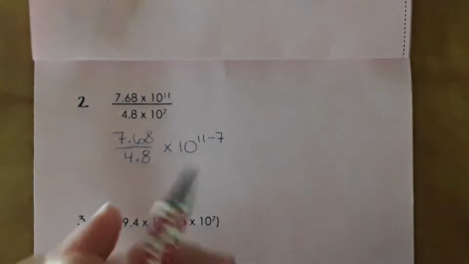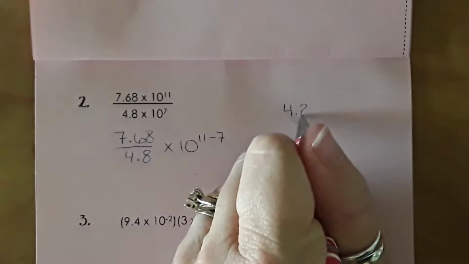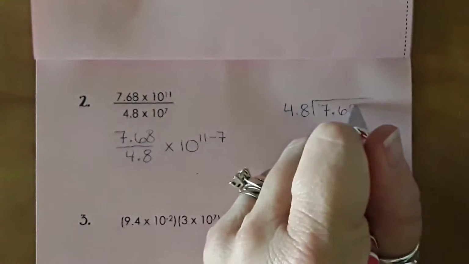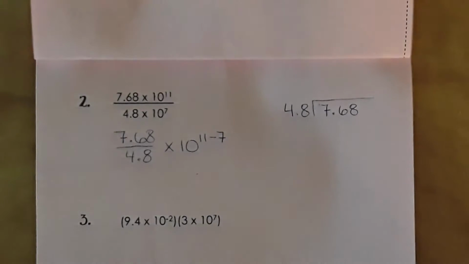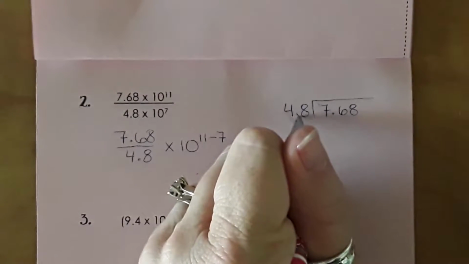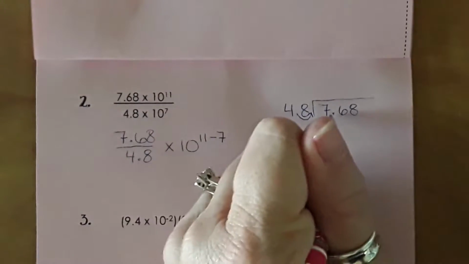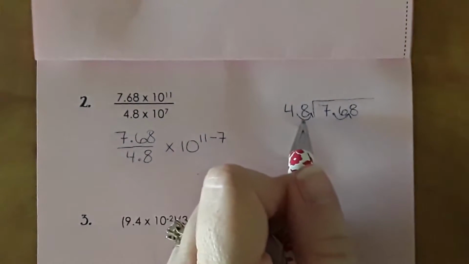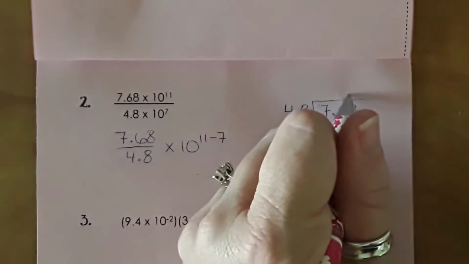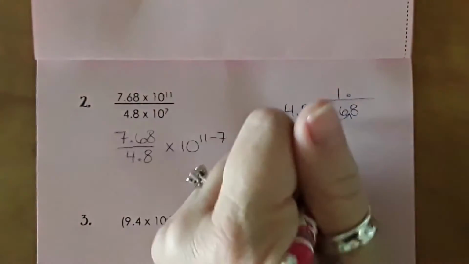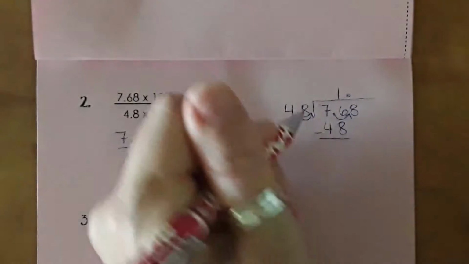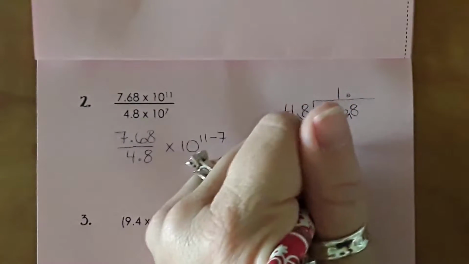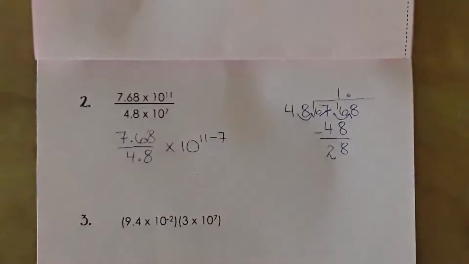Okay? Now, let's go over here. Remember, the denominator goes on the outside. Numerator goes on the inside. I cannot divide decimals, so I'm going to move 1 over. If I do that on the outside, I must do it on the inside. Okay? So, how many times does 48 go into 76? 1 time. 1 times 48 is 48. I'm going to subtract that. 16 minus 8 is 8. 6 minus 4 is 2.